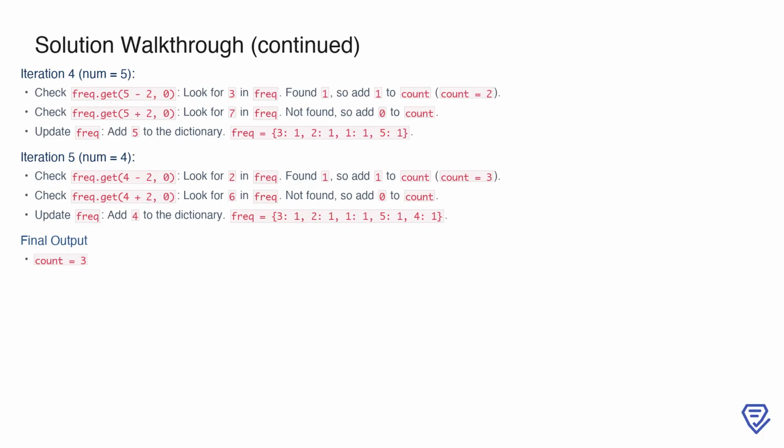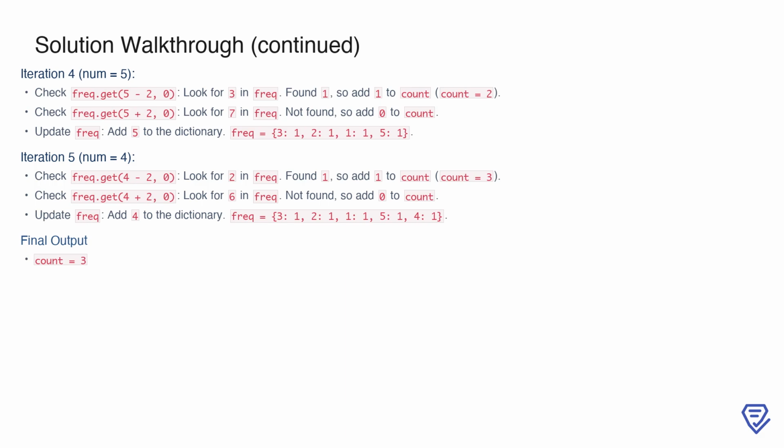Finally, for the fifth number, 4, subtracting k results in 2, which is in frequency with a count of 1, so we increment count to 3. Adding k results in 6, which is not in frequency. Updating frequency to include 4, it becomes 3, 1, 2, 1, 1, 1, 5, 1, 4, 1. At the end of this iteration, we determine that the total number of valid pairs is 3, which is our final output.